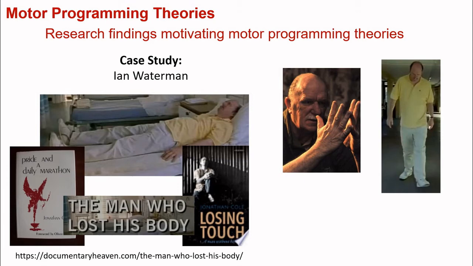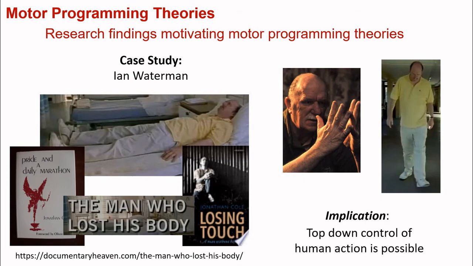For now, I want you to think about the implication of Ian's astounding ability. Ian was able to teach himself to walk. This gives us an example of motor control being possible without haptic sensory feedback, without proprioception. The basic implication we have here is that we can see from Ian that top-down control of human action is possible.